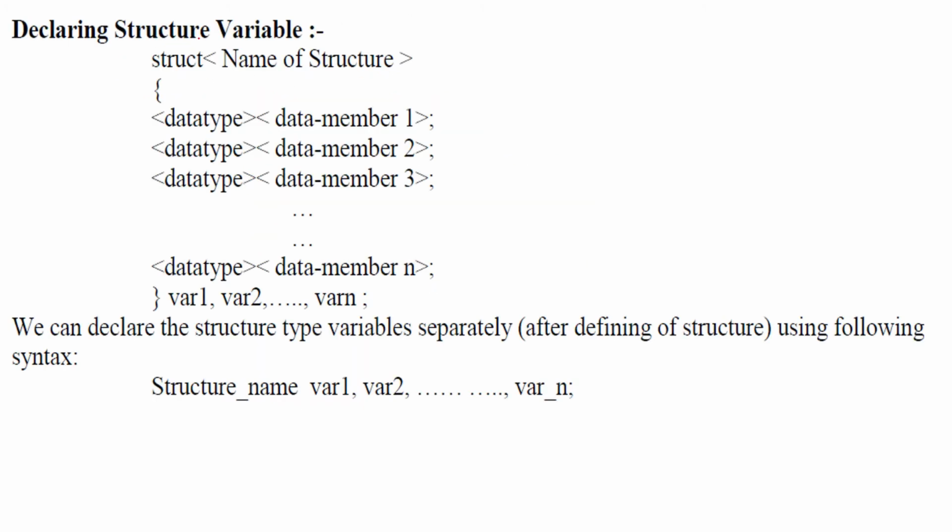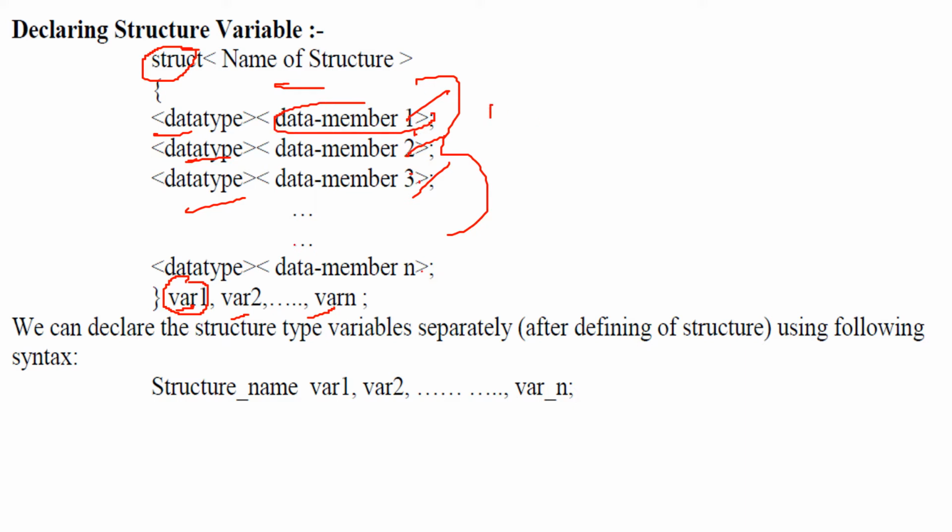So this is how to declare a structure variable. You have struct, the name of the structure, different data types, and different data members here, and we have various variables. Now you have made a structure, and when we make a variable, this variable will have access to all these members. If I want to access a member, say this is member 1 and this is var1, I'll say var1.1, if I'm just naming data member 1 as 1. So this is how we access the members of the structure.